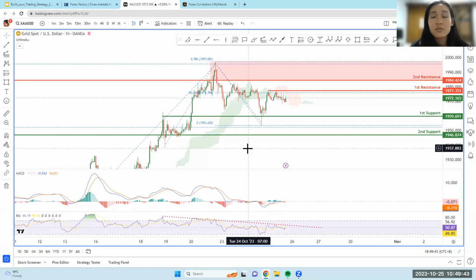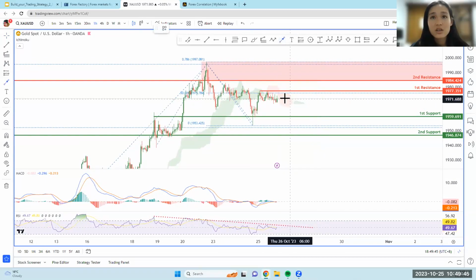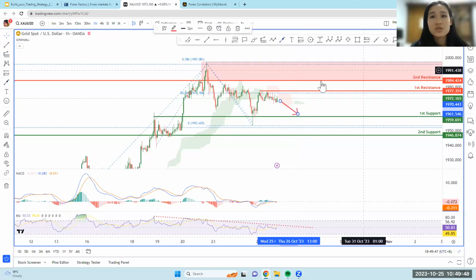So very bearish over here. I'm going in for a sell from my first resistance to my first support.